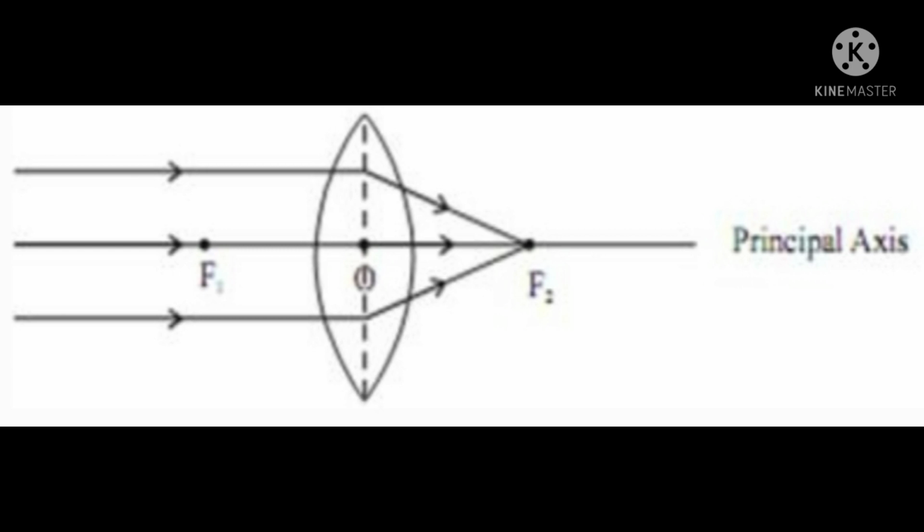Clear? This is for the convex lens. If you pass many rays of light, they will converge and form one point. That is F. This is F2, and we call it the focus point. The rays converge to a single point. Now there is another example that we remember.